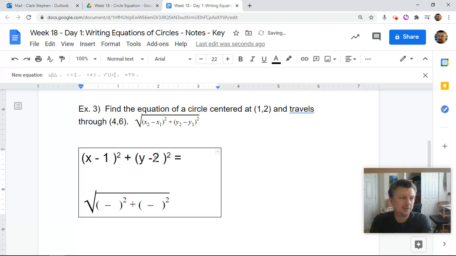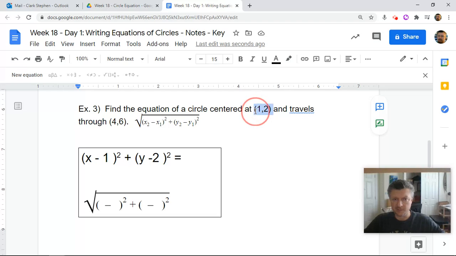Now you need to find the radius. Now the radius is always from the center of the circle to a point on the circle, right? You got the center, and it goes from the center out to any point. That's the radius. Now we have a point here, we have a point 4, 6. So it's going from 1, 2 to 4, 6. So we need to find the distance. And if we find the distance of that, then we're going to find the radius.